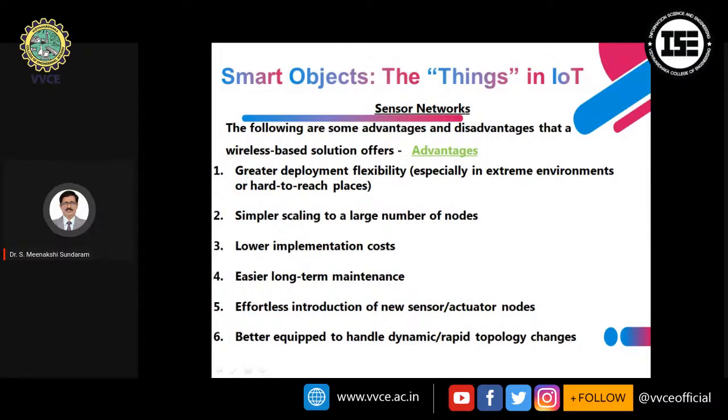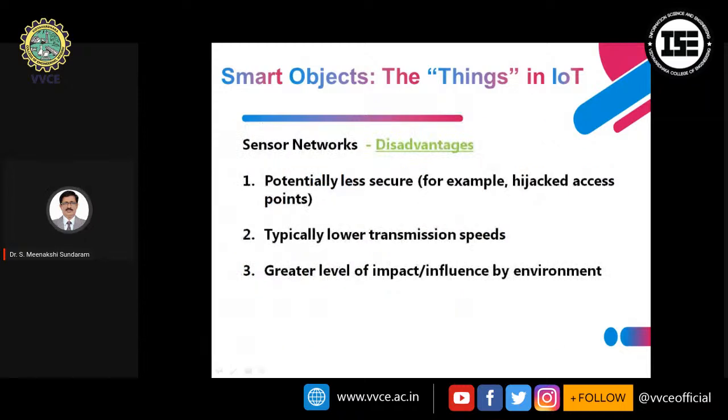Some of the advantages of sensor networks are greater deployment flexibility, simpler scaling to a large number of nodes, lower implementation cost, easier long-term maintenance, and effortless introduction of new sensor or actuator nodes, and they are better equipped to handle dynamic or rapid topology changes.